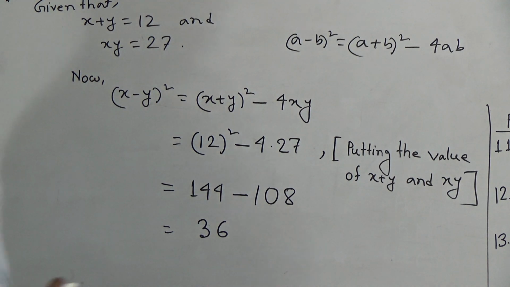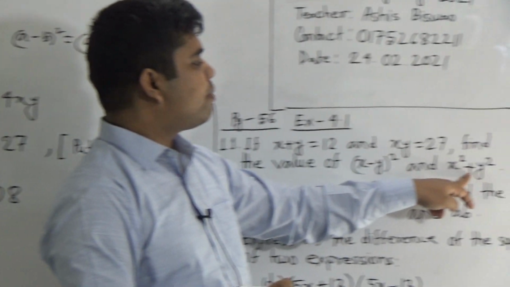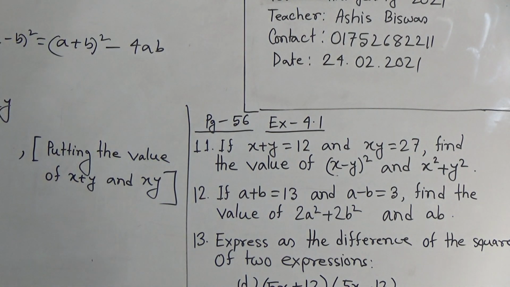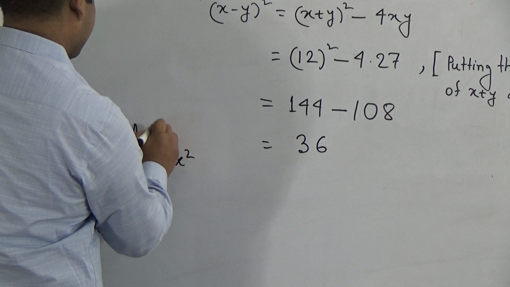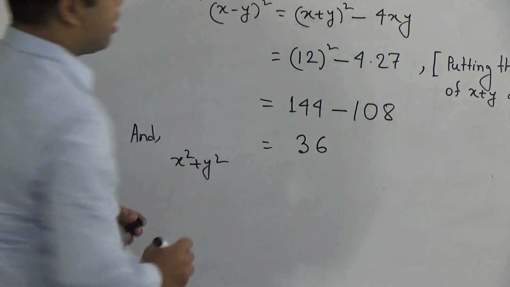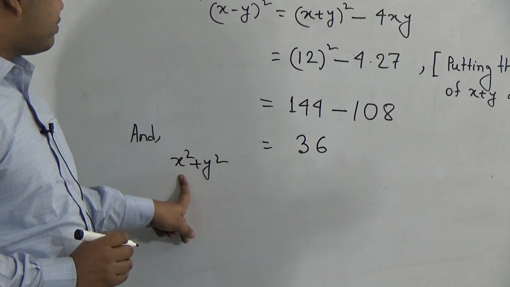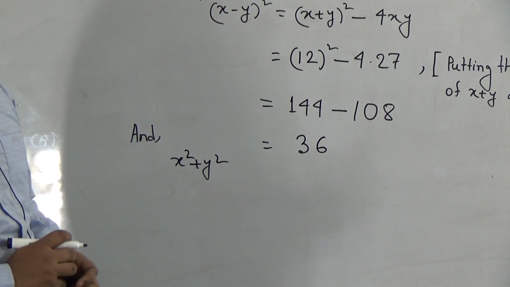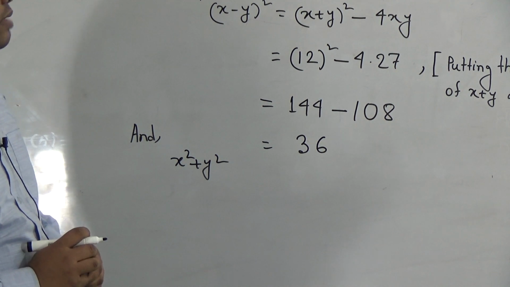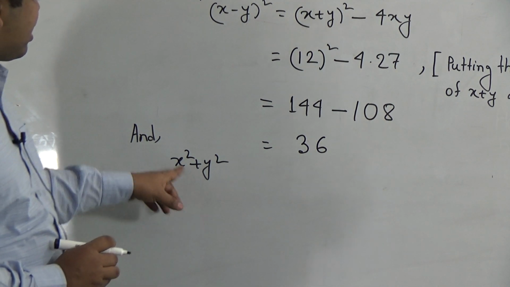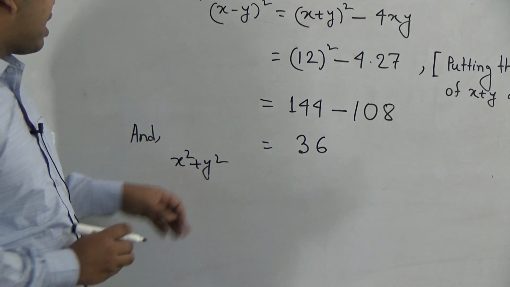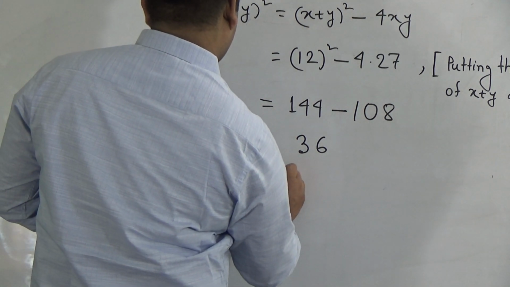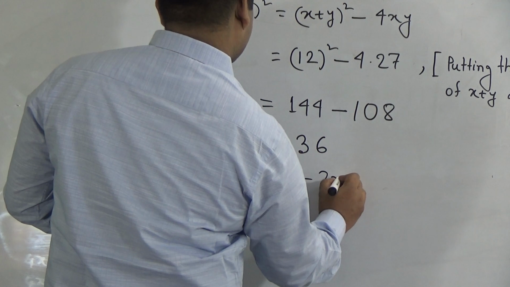Now we find the value of x square plus y square. Okay, in this section we do this. Here x square plus y square. My dear students, what is the formula of a square plus b square? The formula of a square plus b square is a plus b whole square minus twice ab. Here x instead of a and y instead of b. So we can write x plus y whole square minus 2xy.